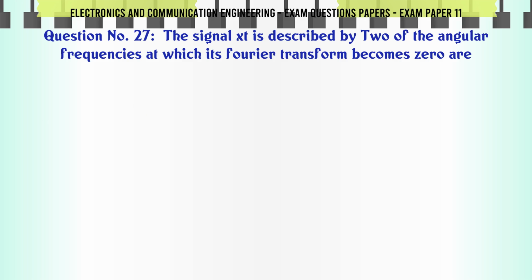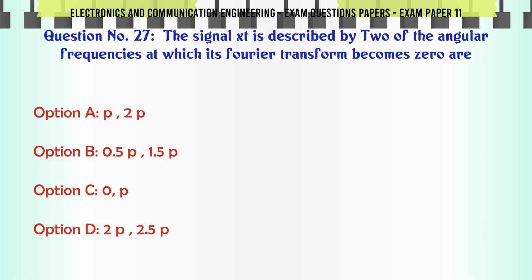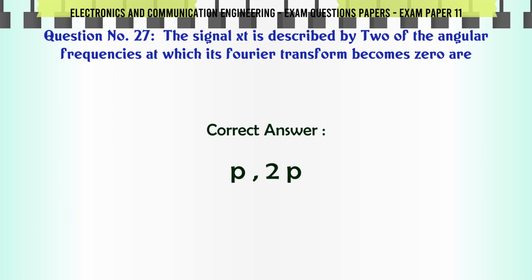The signal x(t) is described such that its Fourier transform becomes 0 at two angular frequencies. These are: A, π, 2π; B, 0.5π, 1.5π; C, 0, π; D, 2π, 2.5π. The correct answer is π, 2π.